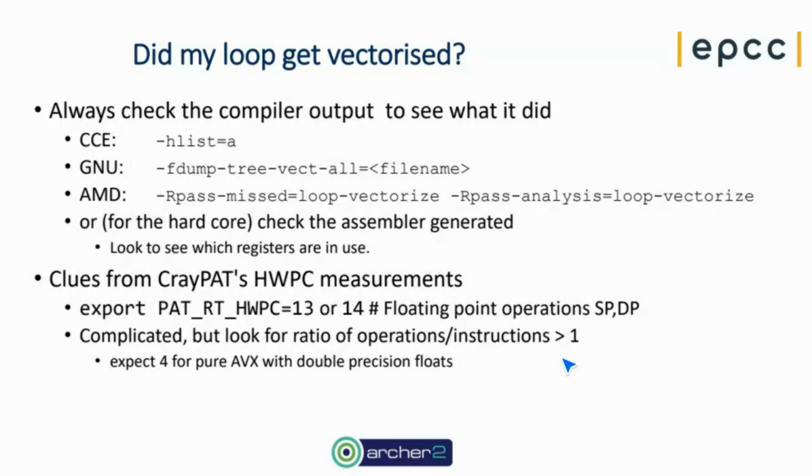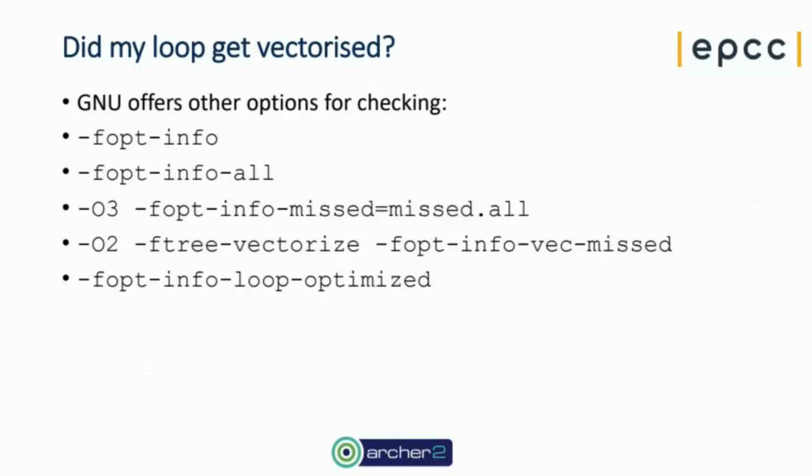So check what it did. You can also get some clues from CrayPat, from the hardware performance counters. If you look at the floating point instructions, it's a bit messy, but if the ratio of operations to instructions is bigger than 1, then that's a sign that the vectorization has succeeded. If you have double precision floating point values and it's generating AVX instructions, you'd hope to see a ratio of 4 operations per instruction. There are various other GNU options which you can try.